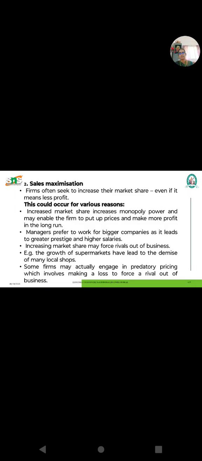Next is sales maximization. This is one of the most important maximization. Only when the sales increases, the profit will be able to increase, and this can occur in case there is an increased market share, and the managers can prefer bigger companies and they can increase their market share in the case of competition also, and the growth of the supermarket will lead to stop many of the local shops.